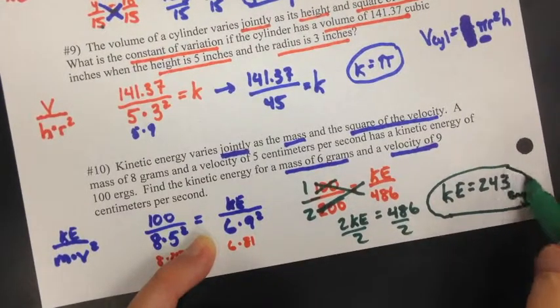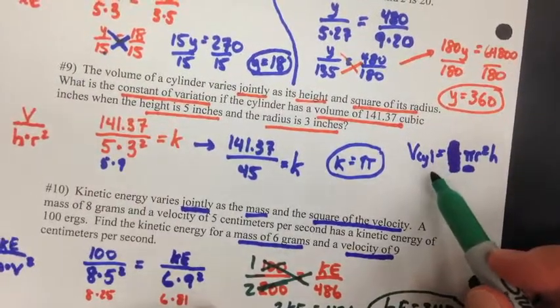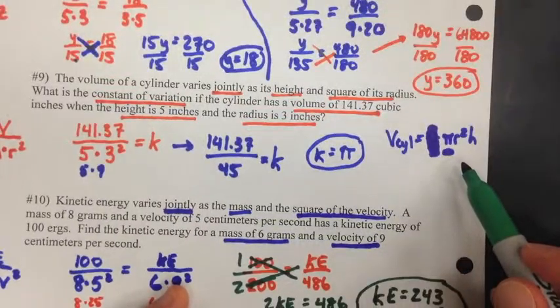All right, that is it for the notes. Again, I apologize about the volume for the cylinder. It is pi r squared h, not 1/3.